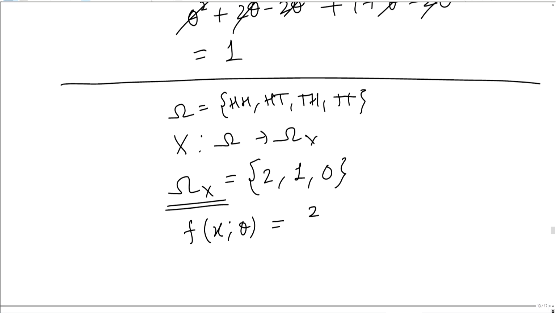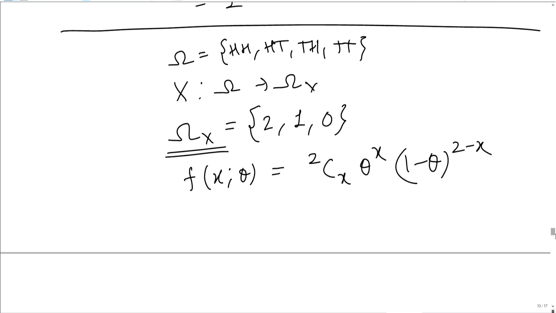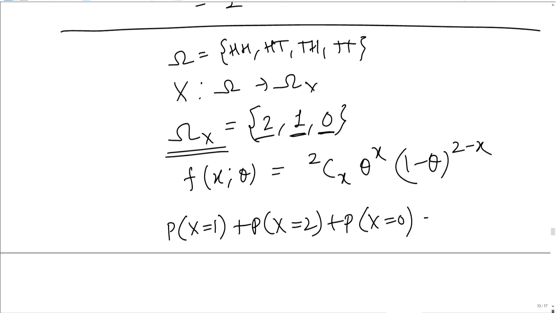And what probability assigner function have we defined? It is 2c x theta to the power x, 1 minus theta to the power 2 minus x. The constraint this function should satisfy, because it is a probability assigner function, is that the probability of x equals 0 plus probability of x equals 1 plus probability of x equals 2, basically all the elementary events in this space omega x, sums to 1.